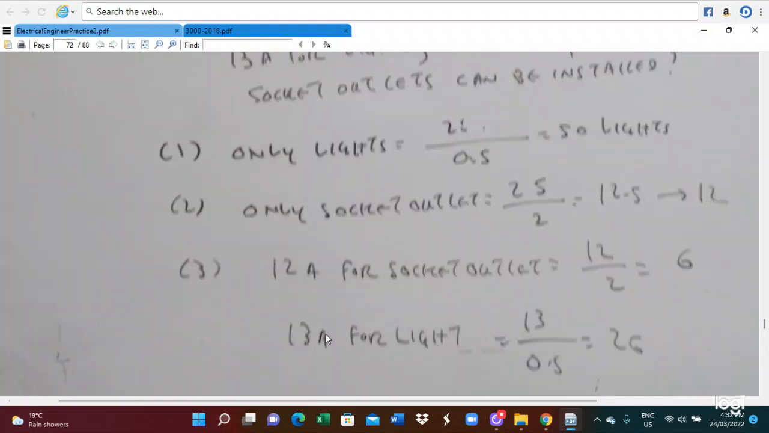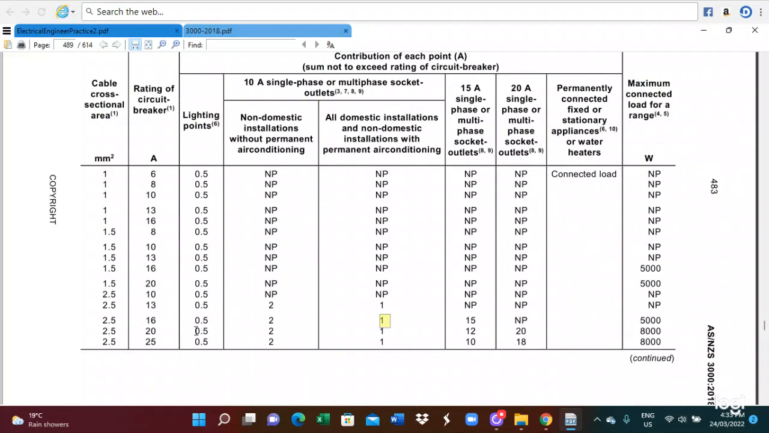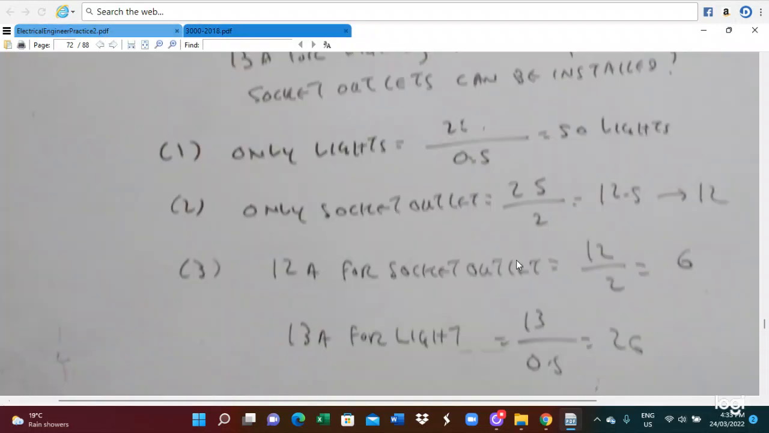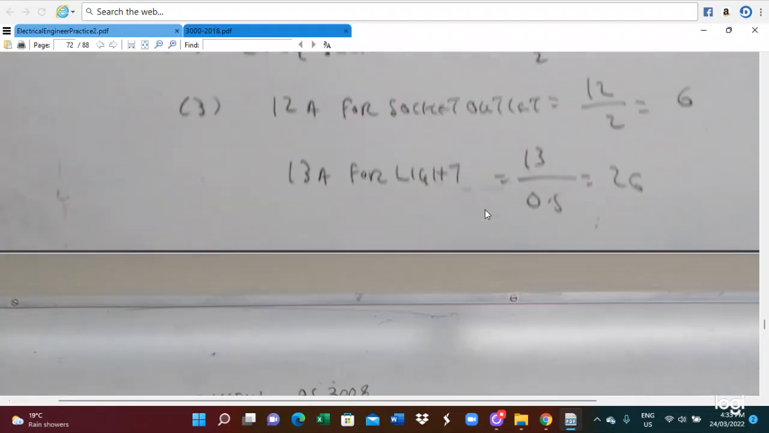If you install only 13 amperes for light, each light point draws 0.5 ampere, so 13 divided by 0.5, you get 26. So here for a light point we require 0.5. For the 10 ampere socket outlet, we require this because it is without air conditioning. Without air conditioning, every 10 ampere socket outlet takes 2 amperes. Every light point takes 0.5 ampere. Therefore, in this problem, how many light points will be required? In this case, 13 divided by 0.5, you get 26. And for the socket outlets, 12 divided by 2, you get 6. So this is the way we calculate it.